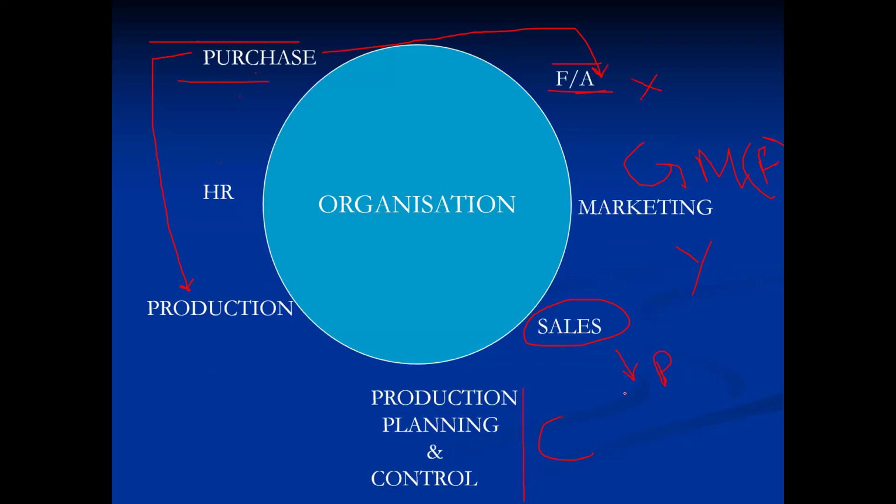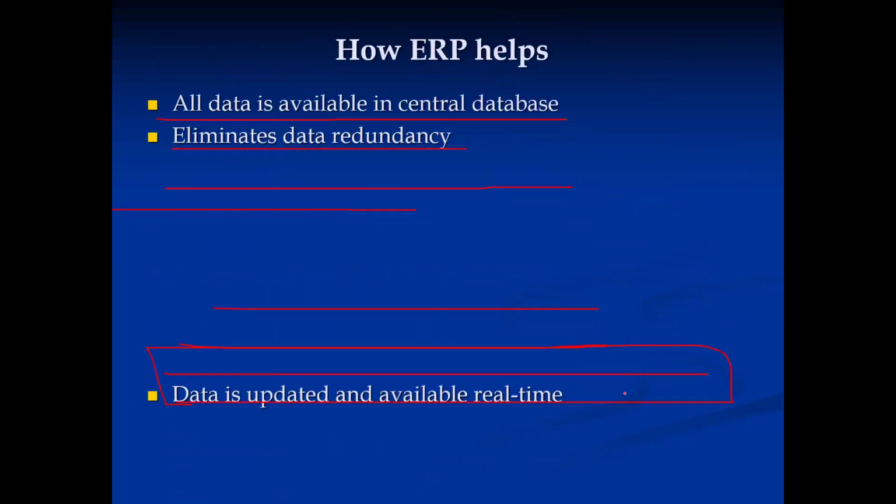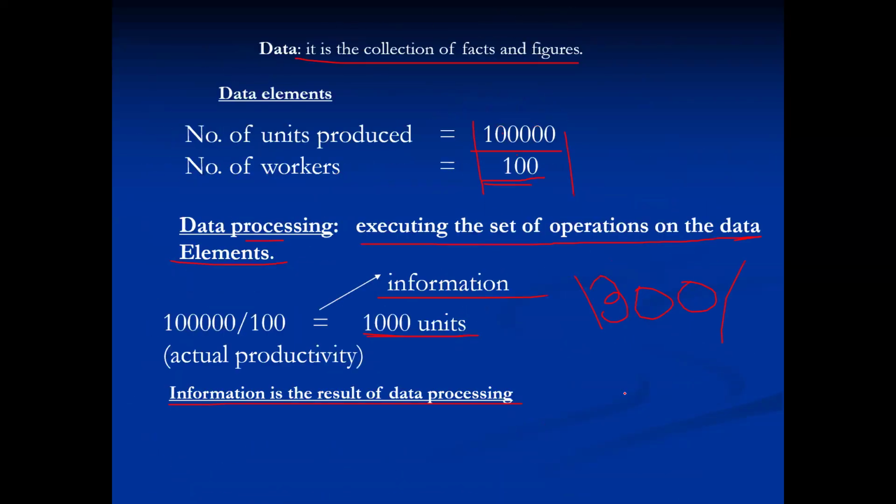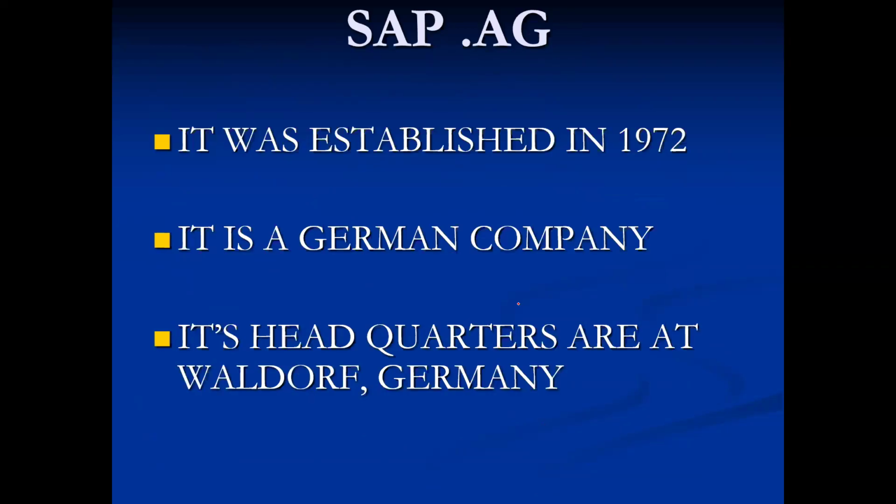And this SAP software was developed by a company which is called SAP AG. It is a German company, and it was established in 1972. Its headquarters are at Walldorf, Germany. So this is the brief history of SAP.